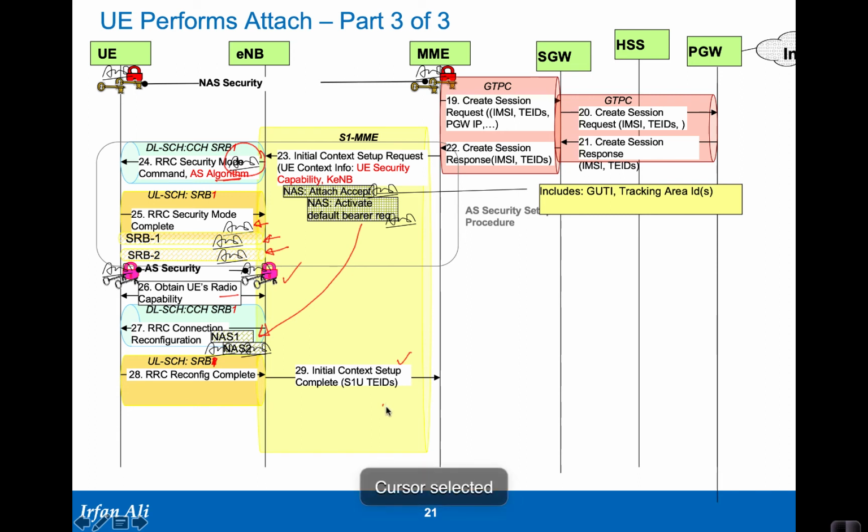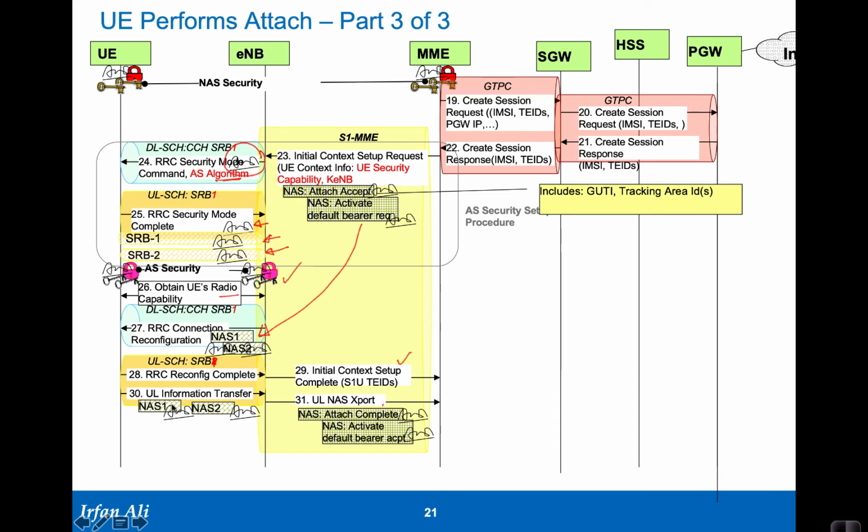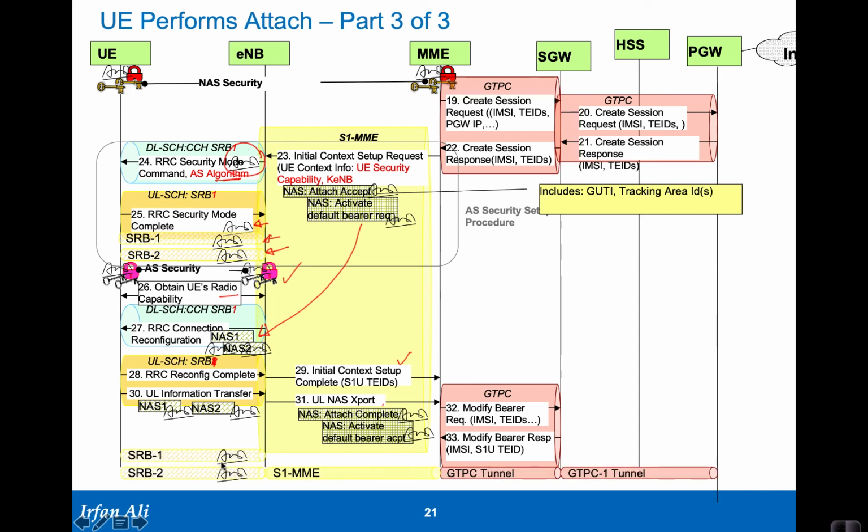Once we have this, we continue with the mobile sending an attach complete message and also an activate default bearer accept message back to the network. Both of these are encrypted and integrity protected. And once these messages are received at the MME, it goes ahead and provides the downlink S1 TEID to the serving gateway. With all of this, you have essentially the signaling connection complete all the way from the mobile to the packet gateway, with SRB1 and 2 being encrypted and integrity protected.